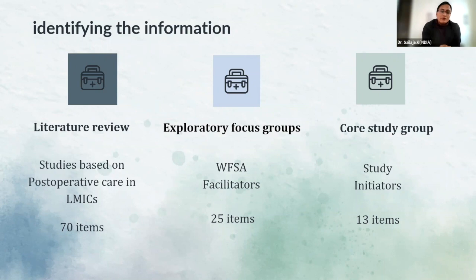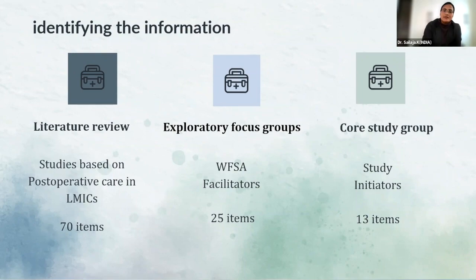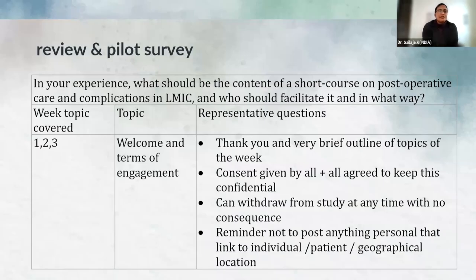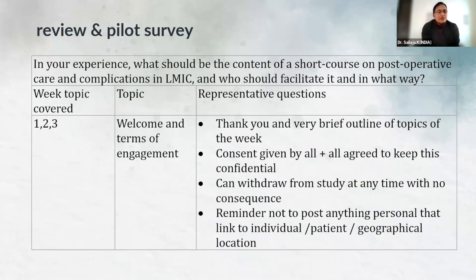So exploratory focus groups, that is the WFSA facilitators, included around 25 items, from literature 70 items, and the core study group, the study initiators, included around 13 items. So a total of 108 items were included in the study initially. So the review was done, and a pilot survey was done to see what all can be included for this short course, and who can do it, and in what way it needs to be done.